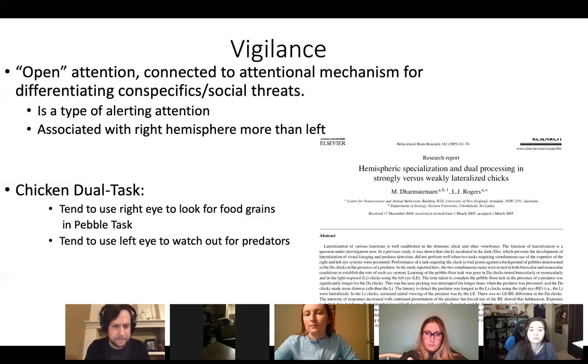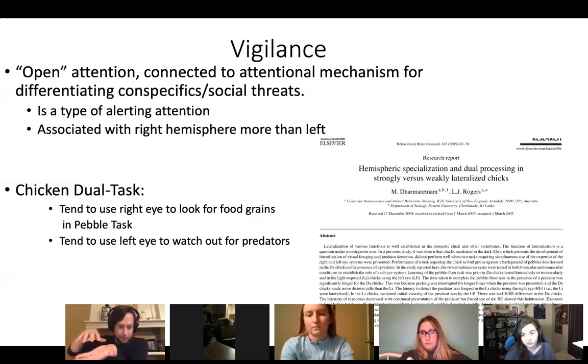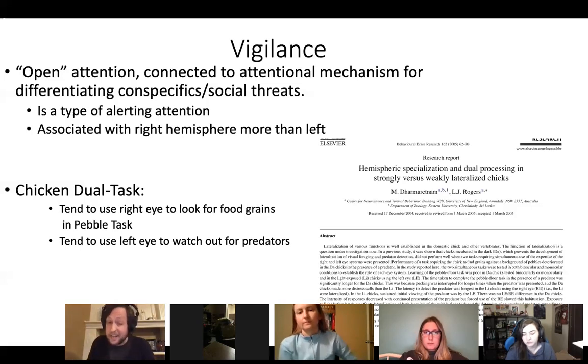In these studies, the chickens' primary task is looking for food grains. But it's hard, because a food grain for a chicken is a small little thing on the floor. On the floor there are a couple of food grains, but there are a lot of pebbles. So the chicken has to really focus its attention to say, I don't want to eat the pebble, I only want to eat the food grains.